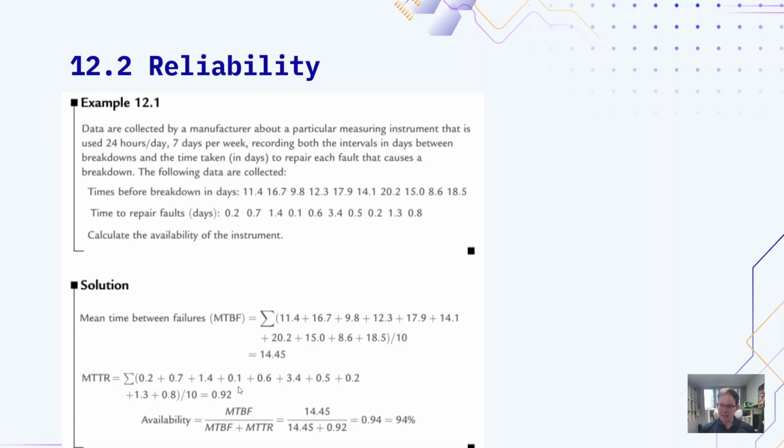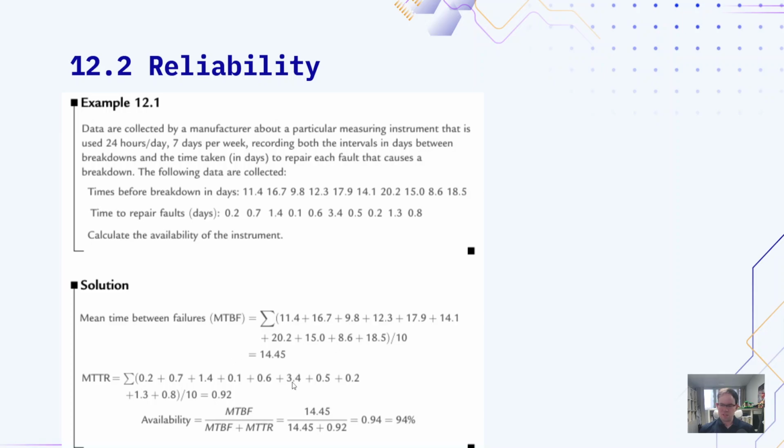And then calculating these things, MTBF would be 14.5 days between failures, and the mean time to repair is going to be 0.92 hours or something like that. And so the availability of this particular instrument is 94%. So about 6% of the time you can't use it, but 94% of the time you can.